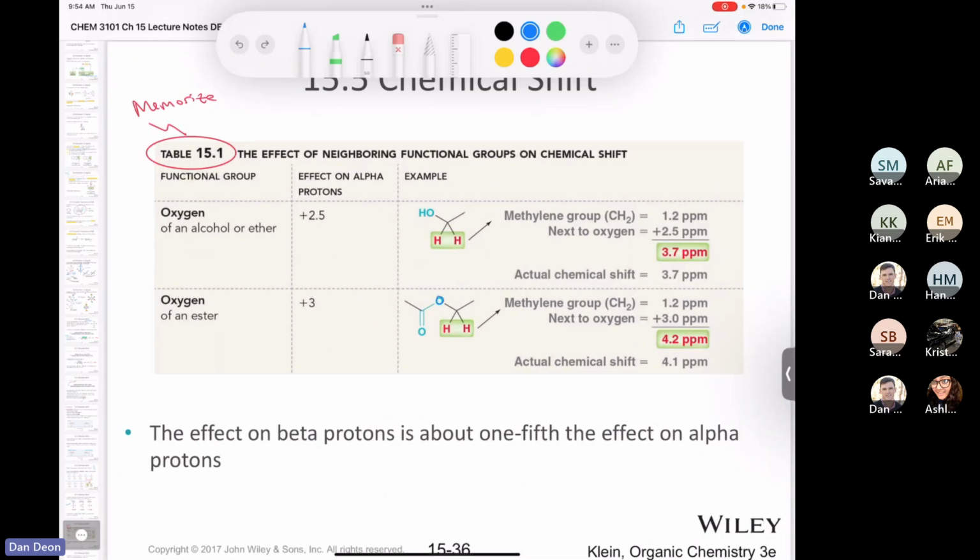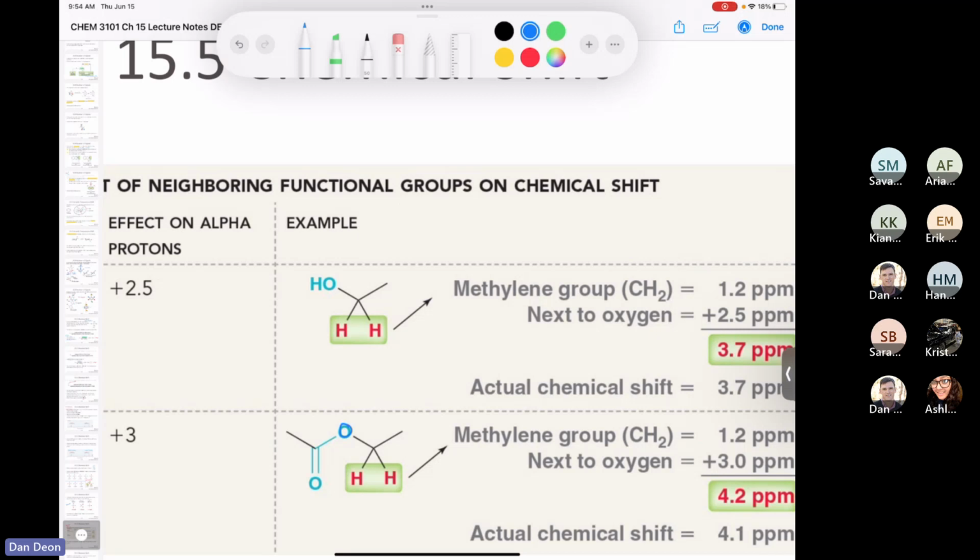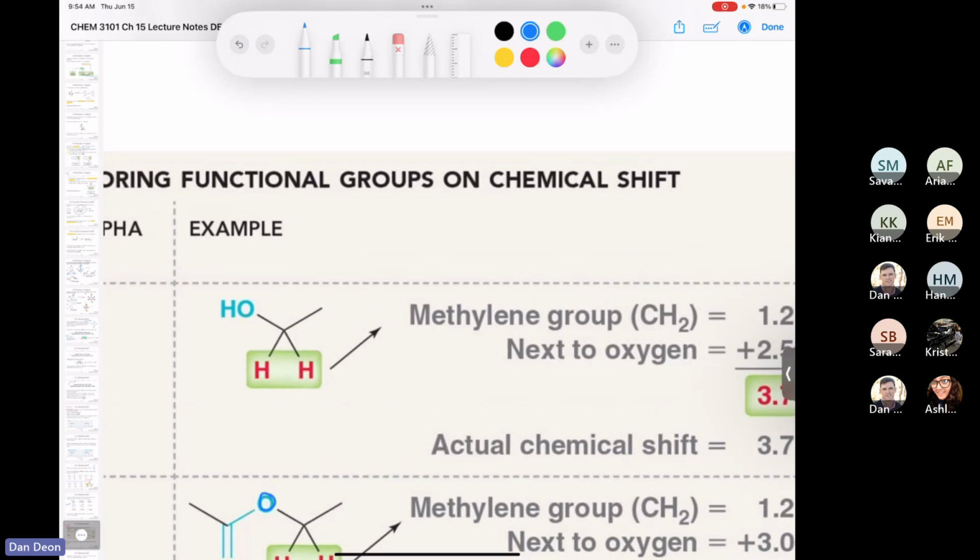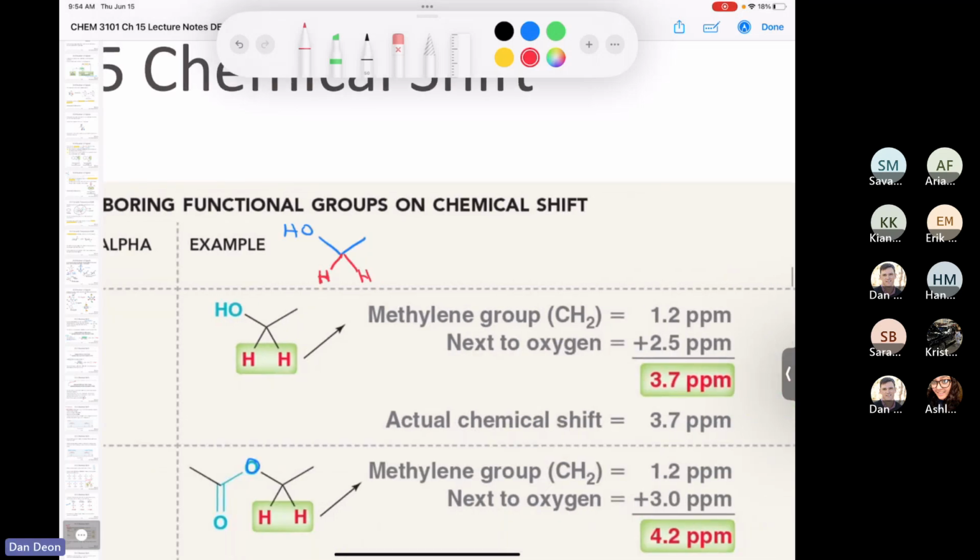Now, again, it says the effect of beta protons is about 1/5 the effect of alpha protons. So let me show you how you would calculate this. I'll use ethanol. The example that they have here, I'll try to draw it the exact same way he has it here. So we've already covered these two protons, and we said that they had a chemical shift, an estimate of about 3.7 ppm. So these are the alpha protons, right? This is the beta carbon, and this has a methyl group on it, CH3. So what would be the chemical shift of these?